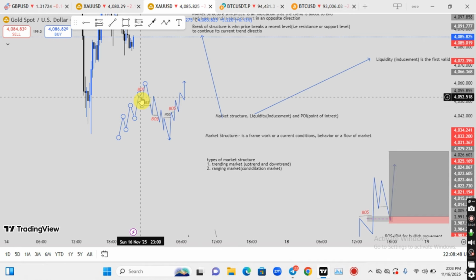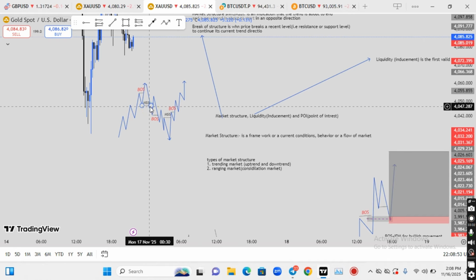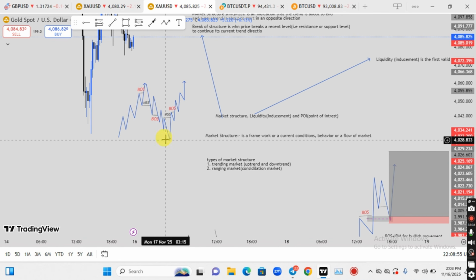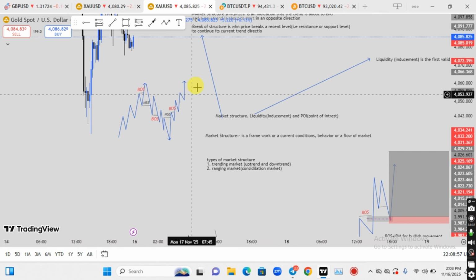I was having a bullish market, a bullish trend, uptrend. Market decided to change structure here. Okay, then it now started selling. Same thing here. It changed structure, it now started buying.